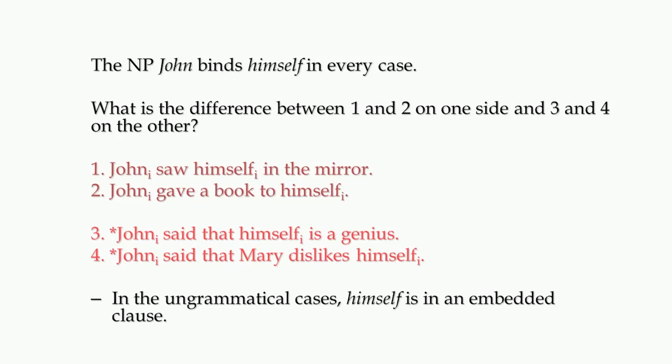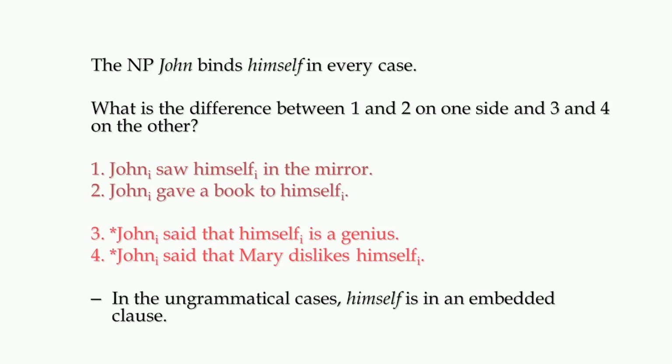But "John said that himself is a genius" and "John said that Mary dislikes himself" are ungrammatical. So, one of the differences apparent is that in the ungrammatical cases, himself is part of the embedded clause. Now, here is what we want to understand as part of understanding these patterns: the notion of embedded clause.